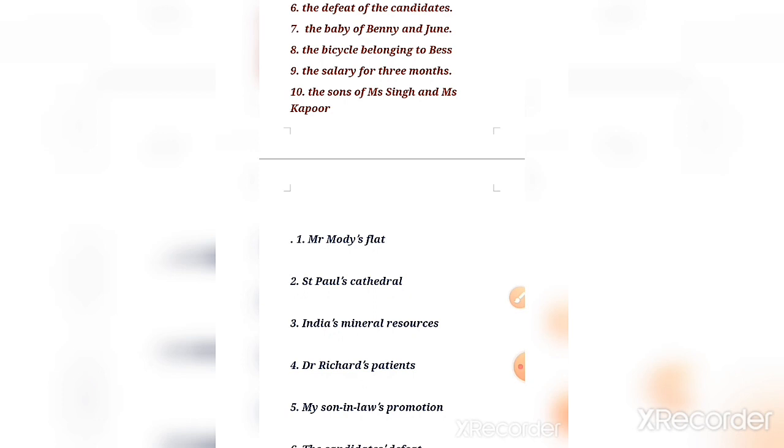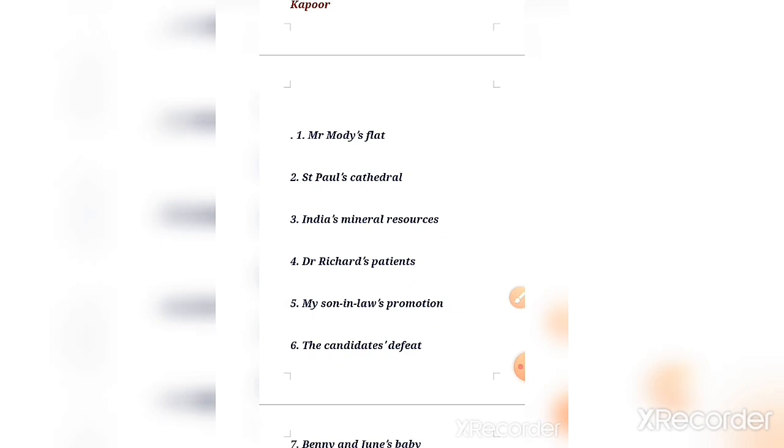Number 6, the defeat of the candidates. Answer will be the candidates' defeat. Number 7, the baby of Benny and June. Answer will be Benny and June's baby. See, the baby belongs to both the persons, so we will have to use apostrophe with the second one. Clear? Number 8, the bicycle belonging to Bess. Answer will be Bess's bicycle.